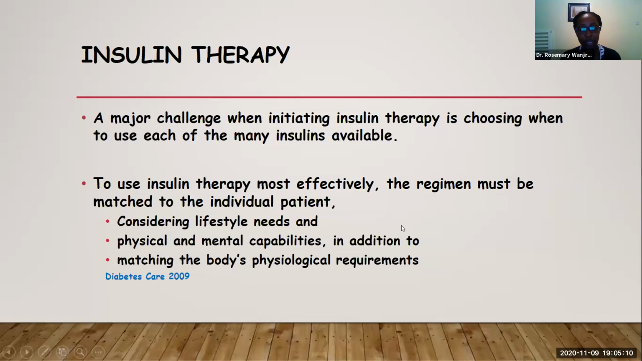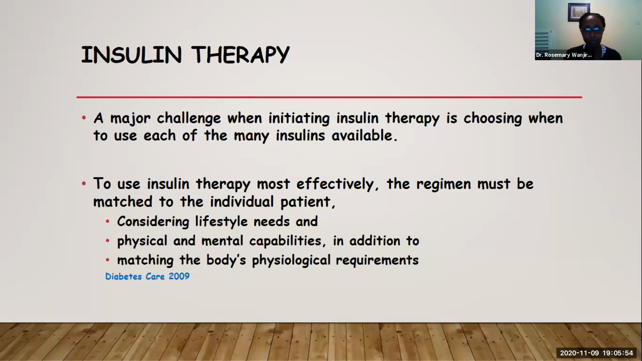Look at the physical and mental capabilities. A patient who is blind, a patient who is dependent on others for their insulin cannot be treated as someone who has all their physical capabilities. Their mental capabilities: someone who's not understanding how you're going to give the insulin, you cannot give them a complex regimen vis-a-vis someone who has all the mental capabilities. Then you have to match the body's physiological requirements. You cannot treat a type 1 diabetic like a type 2. You have to look at the body's physiological requirements and give them the right insulin. So the key thing when you're starting insulin is that you have to individualize and give the appropriate treatment per patient.